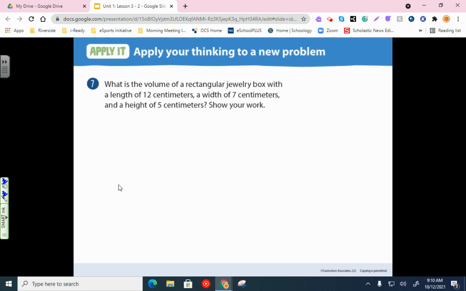And let's look at the last page here and do these together. What is the volume of a rectangular jewelry box that's pictured there to the right, with a length of 12 centimeters, a width of 7 centimeters, and a height of 5 centimeters? So let's take this and underline this. And what I want us to do is, for this example, we're going to calculate the area of the base. And that's going to be taking 12 times 7.